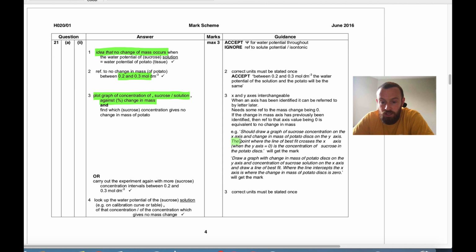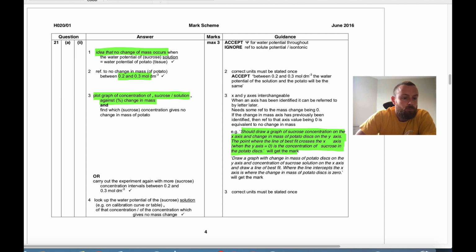So here, for example, the point where the line of best fit crosses the x-axis when the y-axis equals 0 is the concentration of sucrose in the potato discs. This will get the mark. This is a good explanation here. I like this. This is good. Okay, if you want to look at that a bit more, pause the video now, and then we'll move on to the next question.